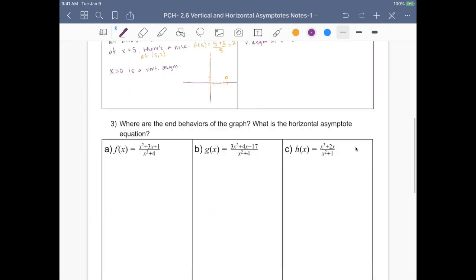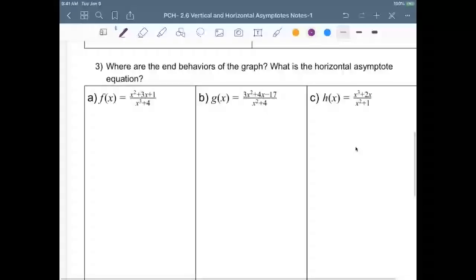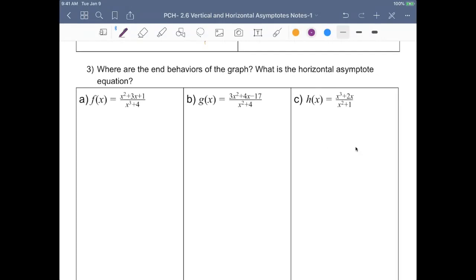Next, what are the end behaviors of the graph? So end behaviors of the graph are basically what happens with our horizontal asymptote. The horizontal asymptote is weird because it's not really an asymptote, it's just a guideline. Okay, so it's a guideline. In fact, sometimes our graph crosses over the horizontal asymptote, and that is okay.